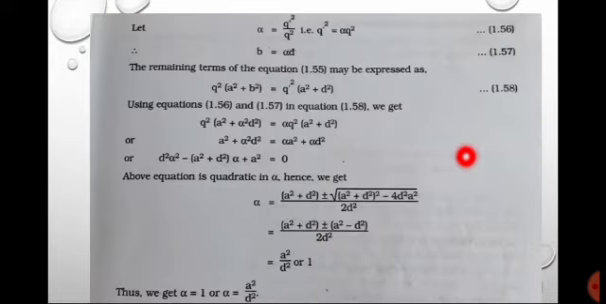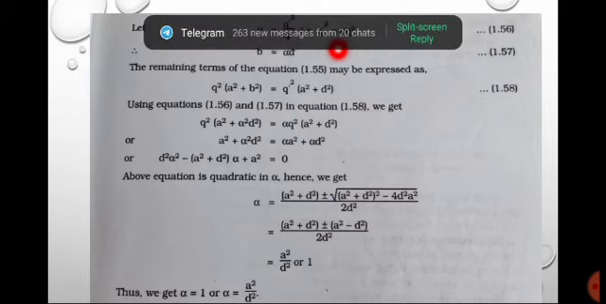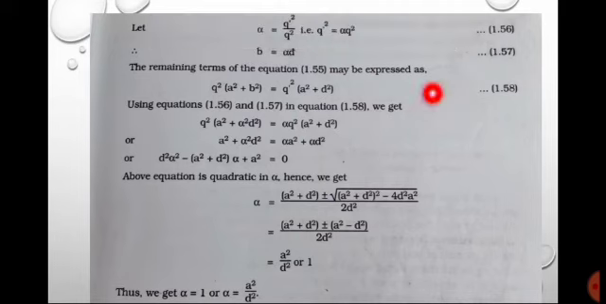Okay, so let alpha be equal to Q dash square upon Q square, that is, Q dash square is equal to alpha Q square. So what we are assuming here is alpha is equal to Q dash square upon Q square. So what do we have? Q dash square is equal to alpha into Q square. So B is equal to alpha into D.